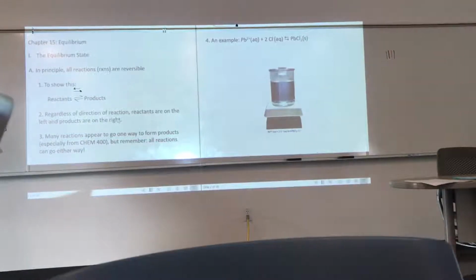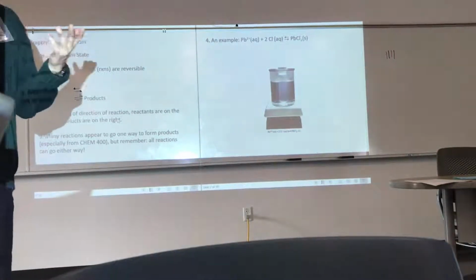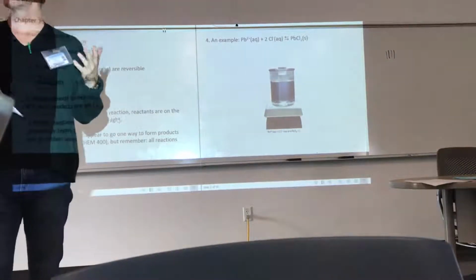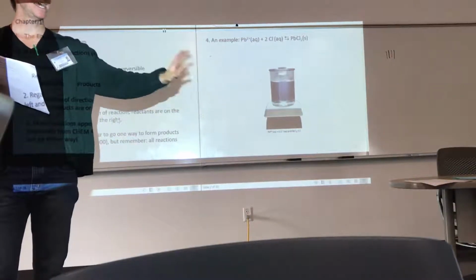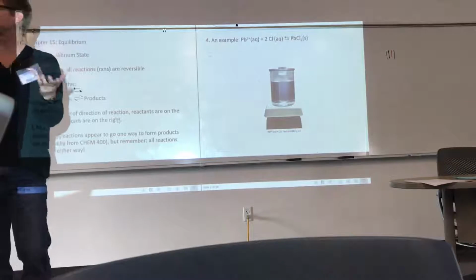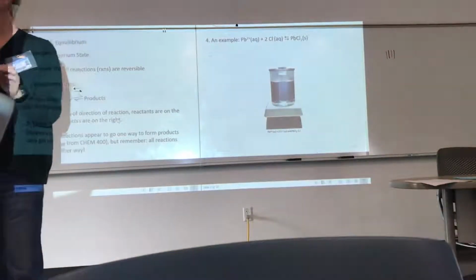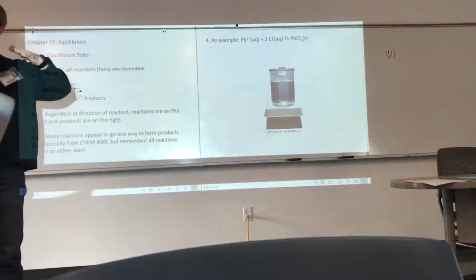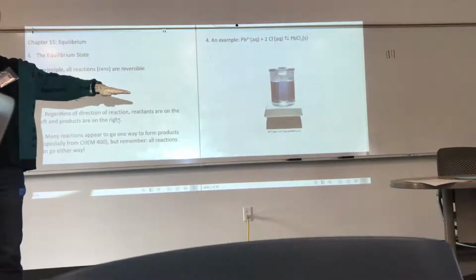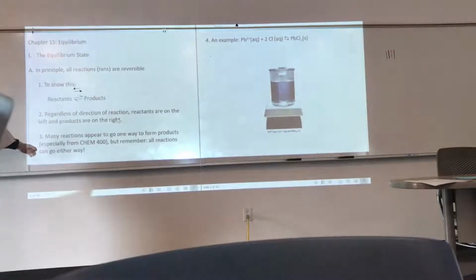Many reactions appear to go one way to form products, especially from Chem 400, but remember, all reactions can go either way. In fact, all the reactions we just talked about in the kinetics chapter, until that slow second step part, we're only dealing with forward reactions, and our escape clause to do that was we were looking at initial rates. Even when we did the plotting for the homework that is due Wednesday, we were assuming that we were only looking at the forward reaction. Now we look at both of them, and we spend the rest of the semester doing that.